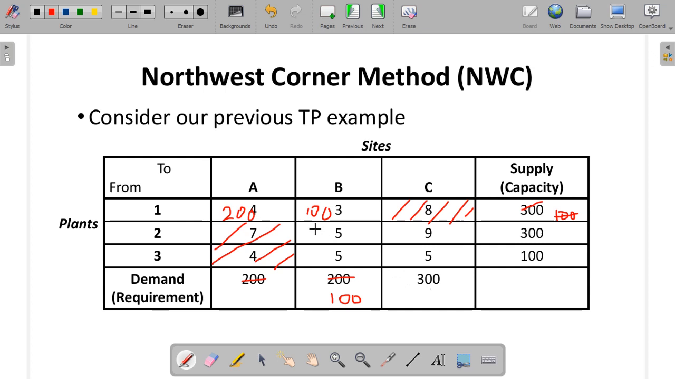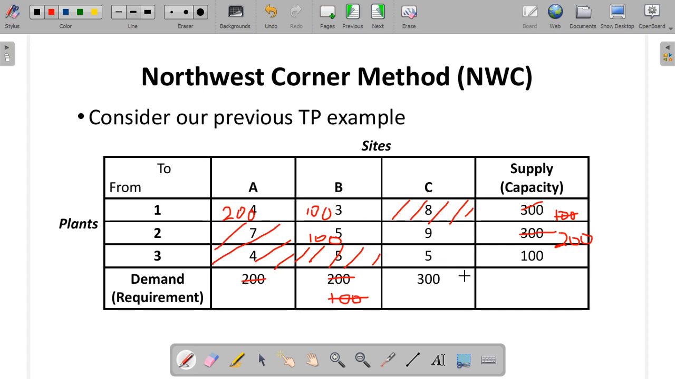Okay. Now you can see what remained is this cell here, and then you go to the northwest corner, which is this cell, okay, and the supply capacity of plant 2 is 300, while the demand is 100. That means this one can supply that 100, okay, and that means this construction site is satisfied, and here it remains the excess of 200 items. Okay, that means here also we cannot supply from plant 3, because we have satisfied the actual demand of this construction site B, which is 200.